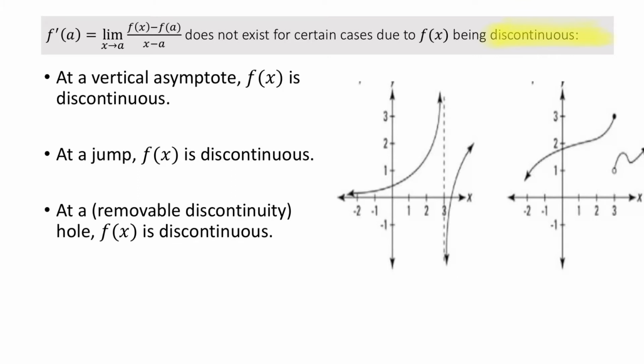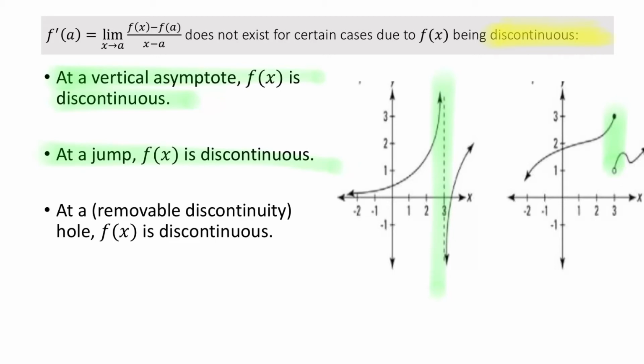So things that we know already are discontinuities, are places where you have a vertical asymptote. So here, you're discontinuous here. So the derivative will not exist at that value in that picture, it's at x is equal to 3, right there. Okay, and then at a jump. So here you've got a jump. So your derivative is not defined at x is equal to 3 in that diagram there.